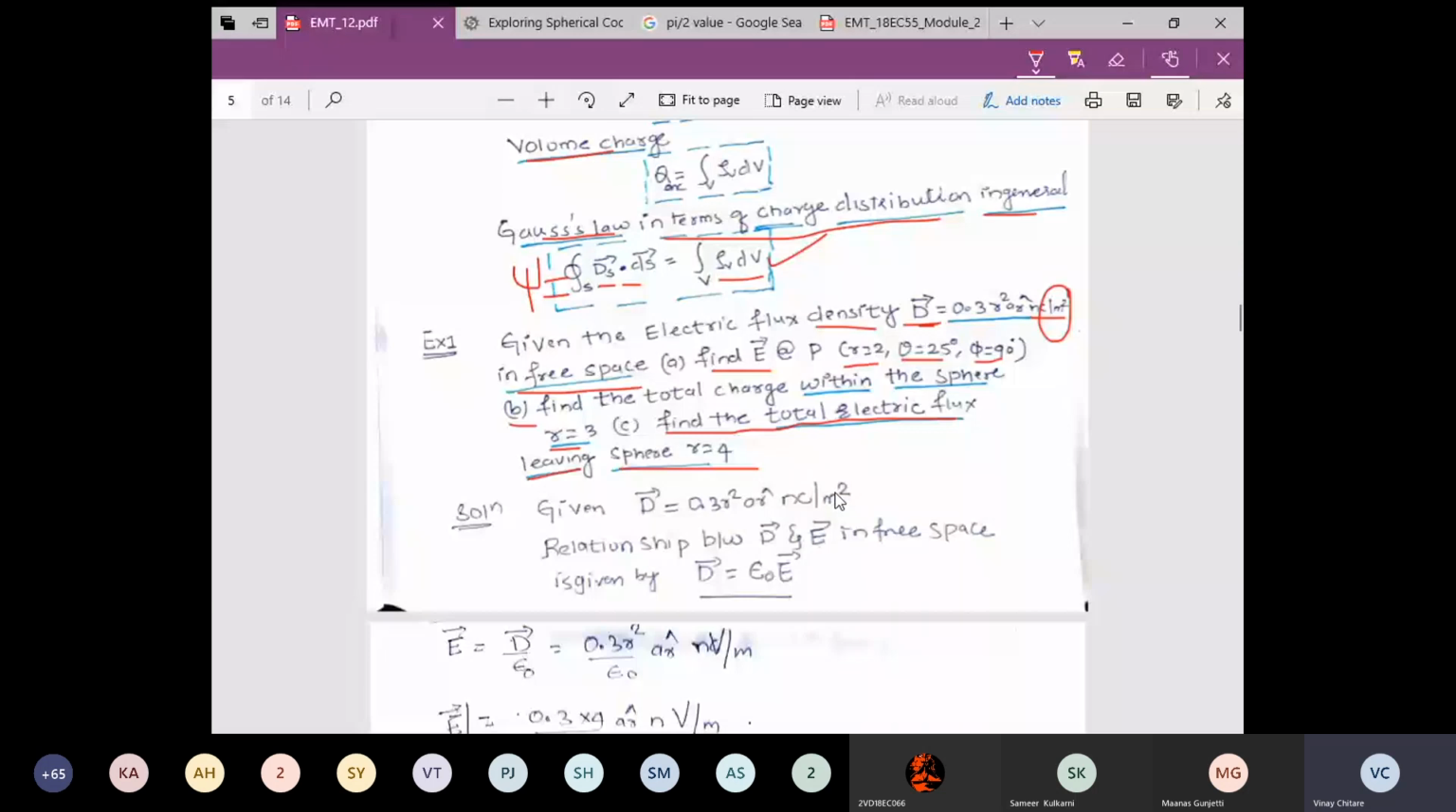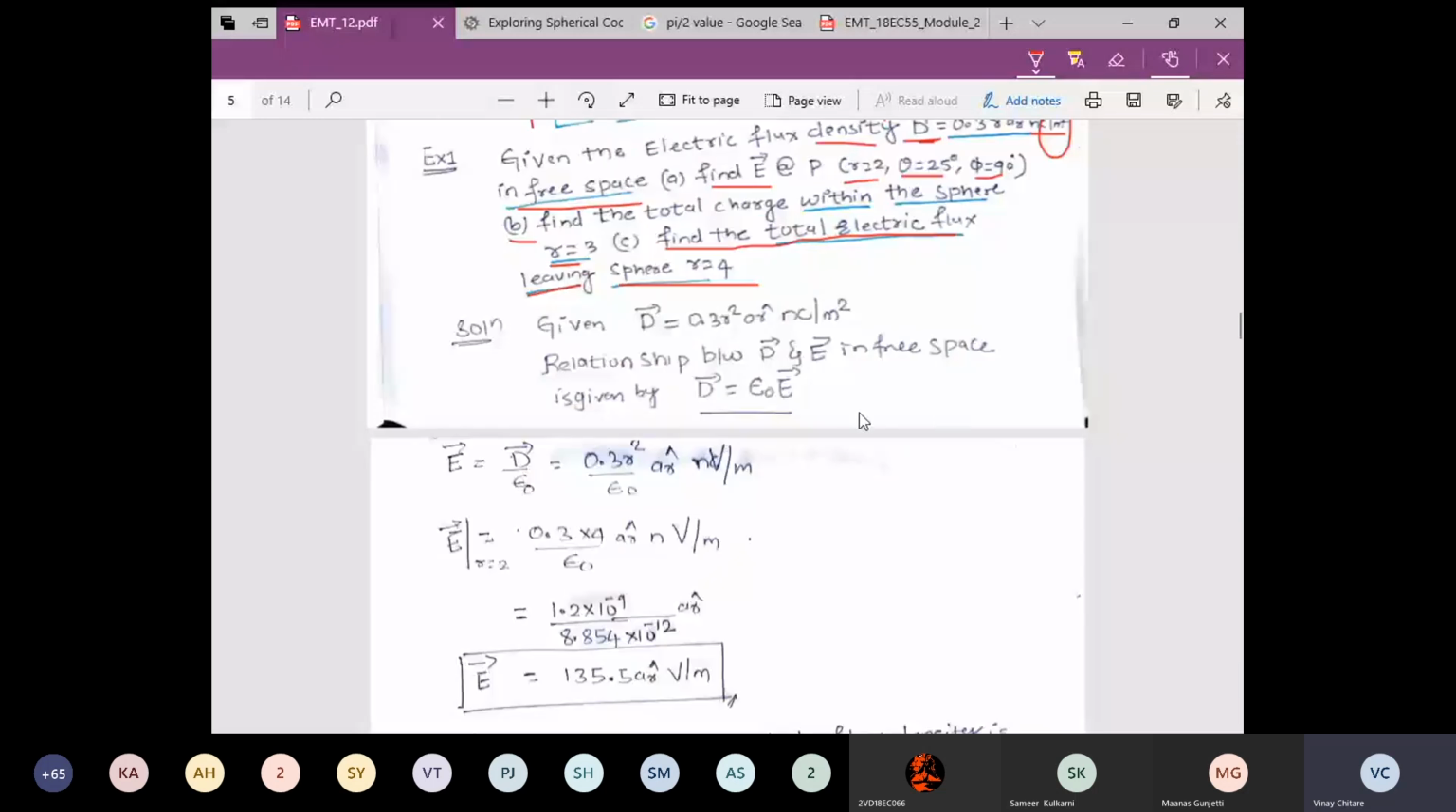We know that in the previous class we discussed that the relationship between D and E is given by D equal to epsilon naught times E. This is the relationship for free space media. When it is a dielectric medium, we'll see later what the relationship is. But right now, for free space, this is the relationship between D and E. So we have D with us, and we can find E quite simply: E equals D by epsilon naught.